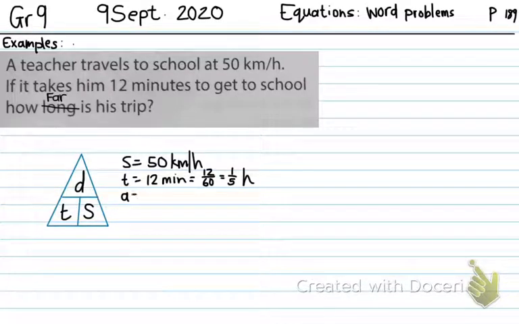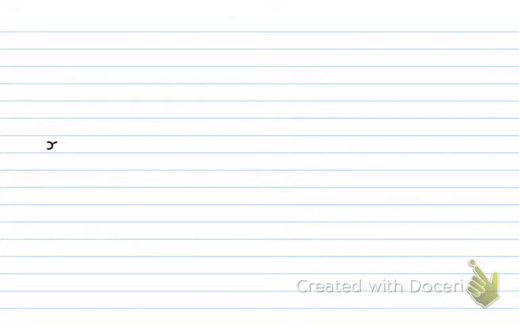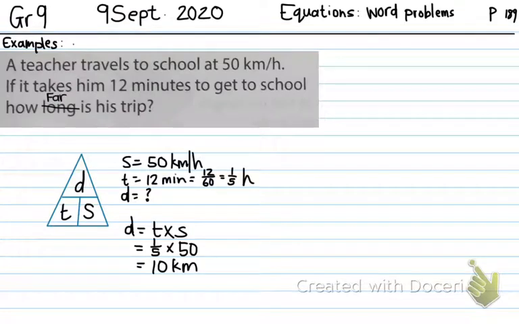Okay, and then the distance. I don't know the distance. That's what they are asking me. So when I want to work out the distance, I have to get time multiplied by speed. So time times speed is 1/5 times 50 is 10 kilometers. So my teacher travels 10 kilometers far.